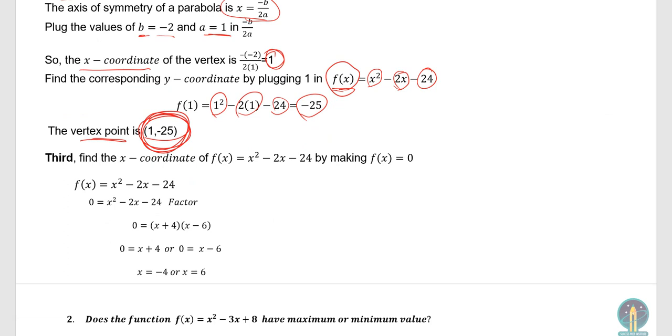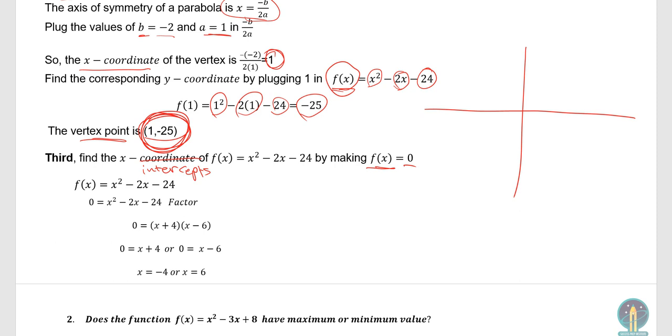Then we can find the x-intercepts of the function by setting the function equal to 0. So we need to find the x's when y is equal to 0. So far, we have this, right?